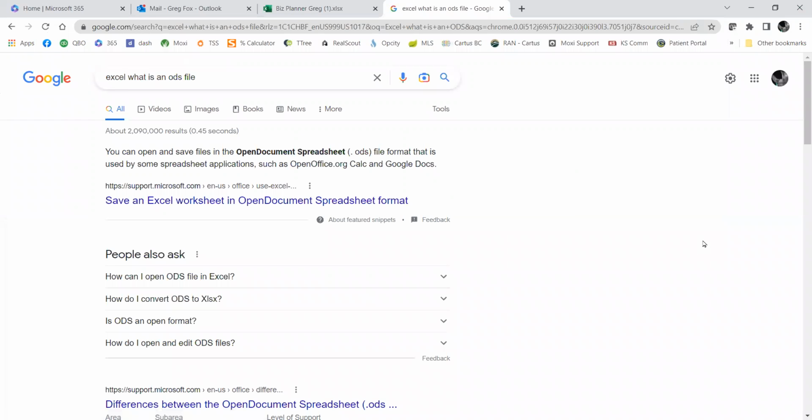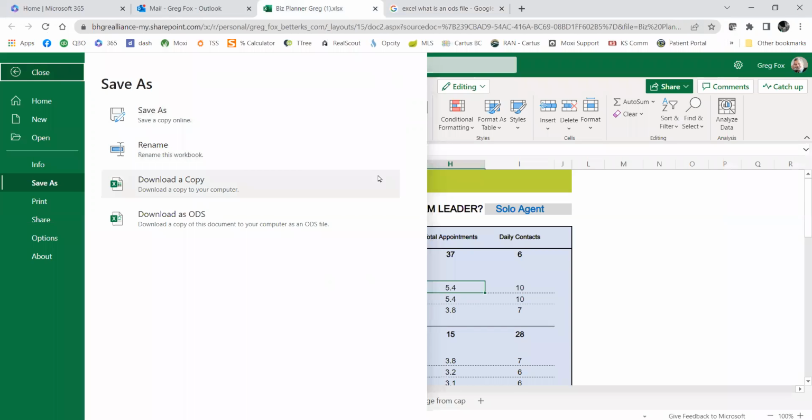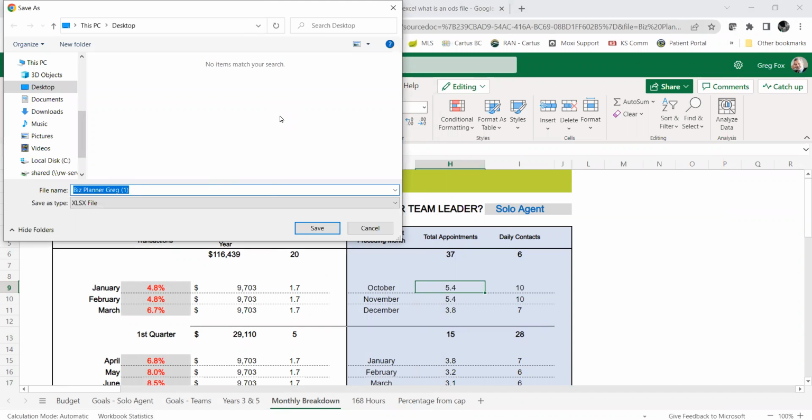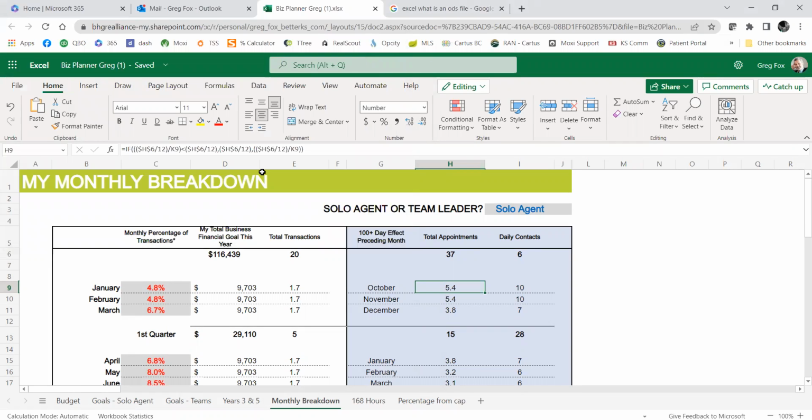Open document spreadsheet. So that's something you could open up in like Google Docs or things like that. So they're allowing you to work in this, but then save it in an environment other than Excel. But download a copy, you click on that, and it should take you to here. Now I just fill it out here. So it didn't save all the little things. Probably not.